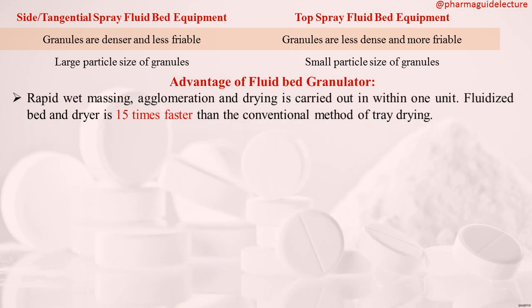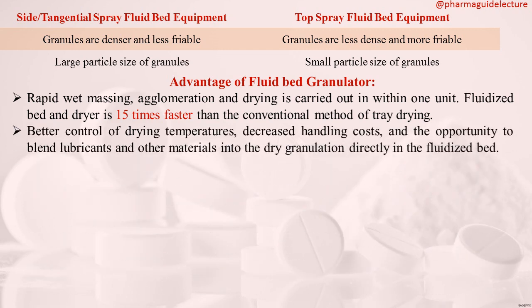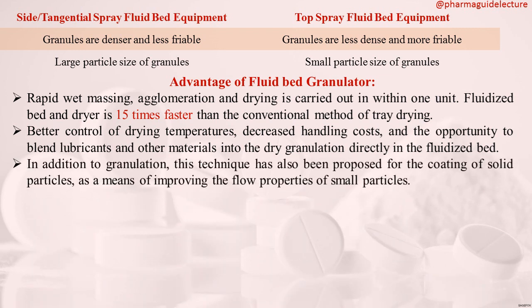Advantages of the fluid bed granulators: rapid wet mixing, agglomeration and drying is carried out in a single unit. Fluidized bed dryers are 15 times faster than the conventional method of tray drying. Better control of the drying temperature, decreased handling cost and opportunity to blend the lubricants and other materials into the dry granulation directly in the fluidized bed. This blending of other materials can also take place during the granulation.